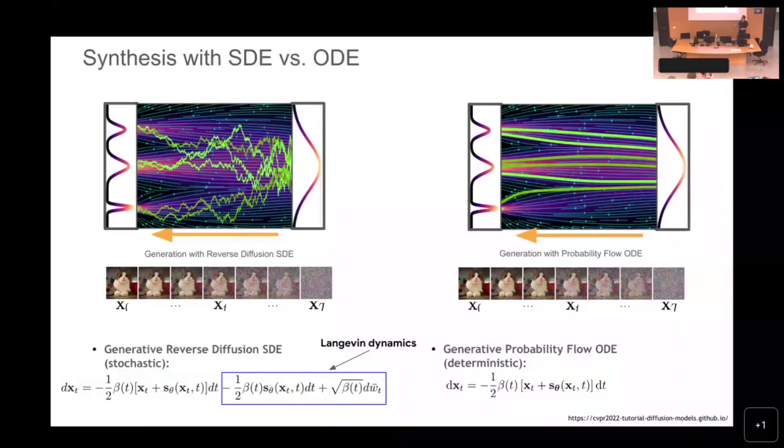So one way of thinking about what the SDE is really doing is that it's exactly the same thing as the ODE, but with this error correction mechanism. For that reason, in practice, we find that the SDE, the stochastic version of this, often works a little bit better than the deterministic sampler.